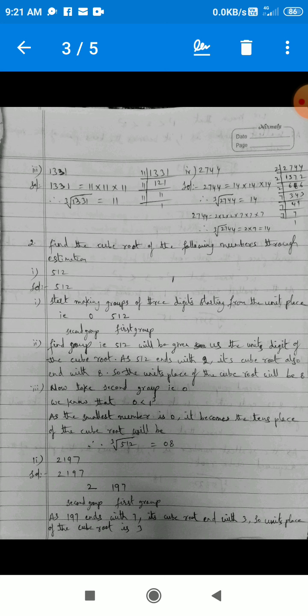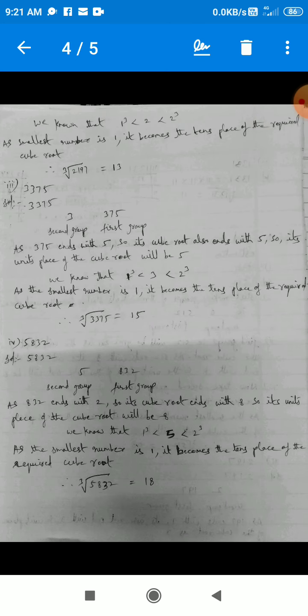Second problem, 2197. Solution. First divide the number into groups. Second group 2, first group 197. As 197 ends with 7, its cube root also ends with 3. So the unit place of the cube root is 3. We know that 1 cube is less than 2, and 2 is less than 2 cube. As the smallest number is 1, it becomes the tens place of the required cube root. Therefore, cube root of 2197 is equal to 13.